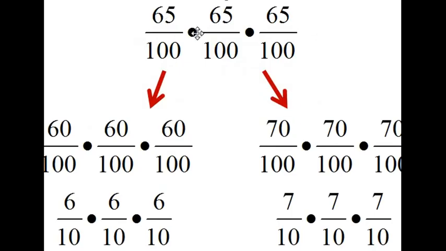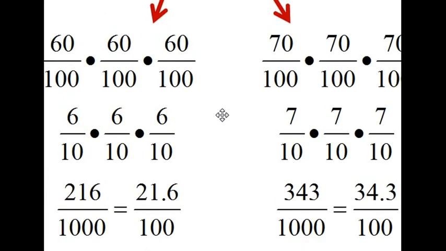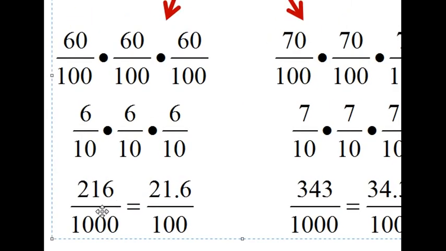All right, I've got 65% multiplied by 65% multiplied by 65%. And that 65 over 100 is not easy to work with, so I'm going to round it down. I'm going to do a little front end estimation, round 65 to 60. So I've got 60 over 100 being multiplied by itself 3 times, which simplifies to 6 out of 10. When I multiply that out, I get 216 over 1,000, and if I change that to a percent by dividing the top and the bottom both by 10, I get 21.6 out of 100, or 21.6%. So that's the low end, because I rounded down.